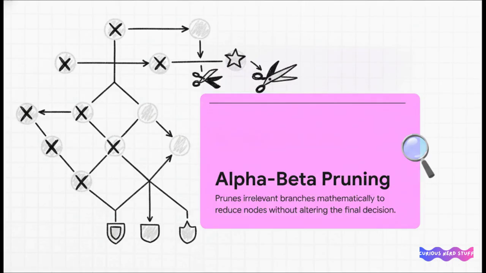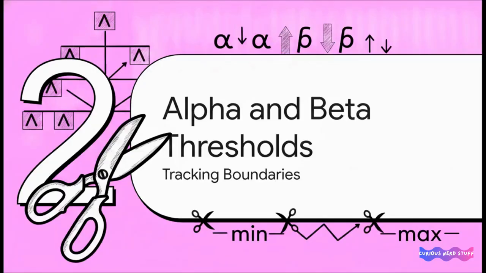It essentially says to itself, look, I already have a guaranteed better option sitting right here in my pocket, so I don't even need to waste my time looking at how bad this specific path gets. It chops that calculation off right then and there and saves all that precious computation time. So you might be wondering, how does it actually know when to break out the shears? Let's move to Section 2, Alpha and Beta Thresholds.